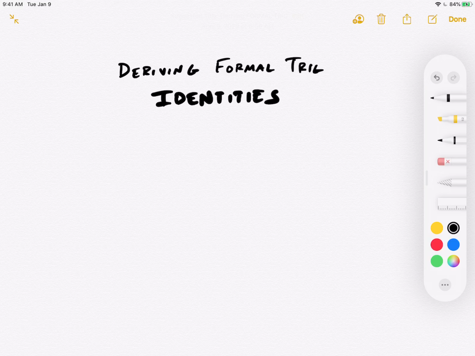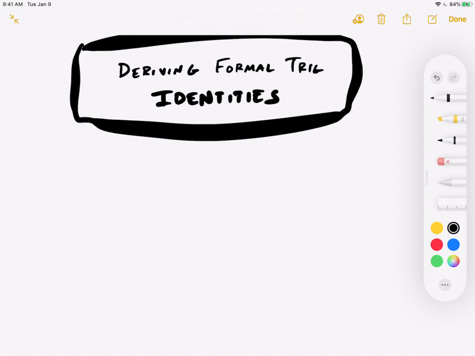Okay, so today's lesson is going to be about deriving formal trig identities, and this lesson is going to come in a few different parts. We know a little bit about this already. We know some formal trig identities like the Pythagorean identity.